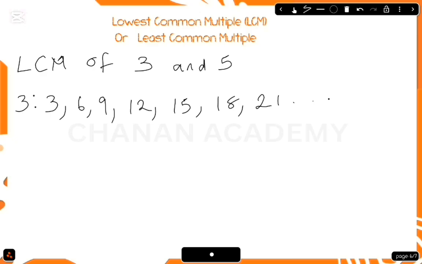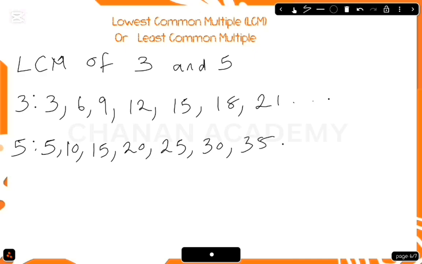What are the multiples of 5? The multiples of 5 are 5, 10, 15, 20, 25, 30, 35, and so on. So what are the common multiples between 3 and 5? What are the common multiples? Look closely.